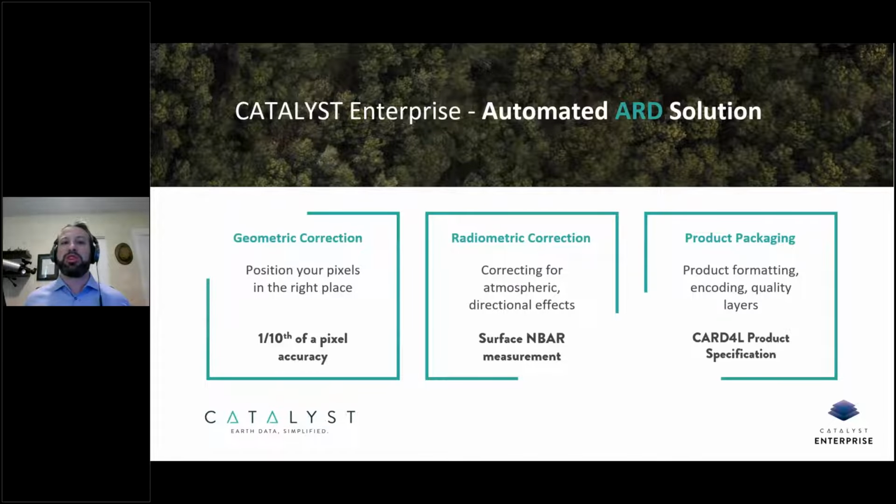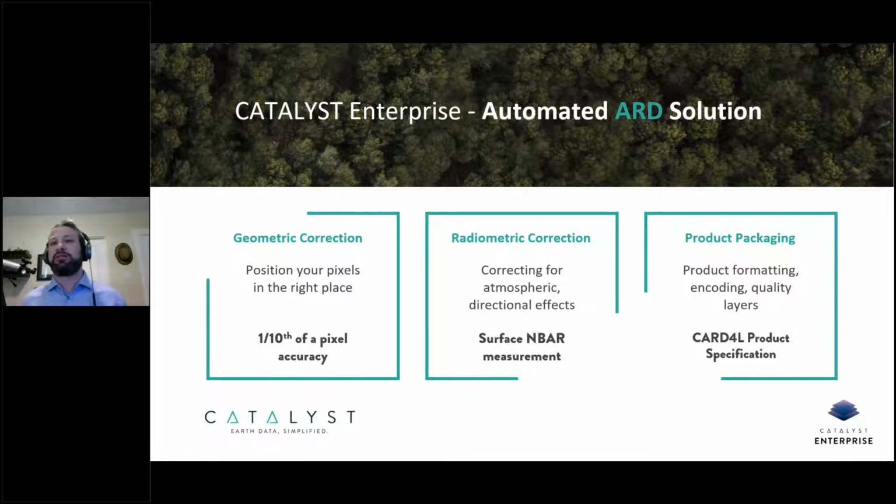So the outcome of this is producing what's known as a surface N-bar measurement, so a reflectance measurement. Oftentimes we scale it so it can go into a 16-bit image, but basically you're getting a reflectance image that can then be compared to other reflectance images or surface N-bar measurements rather.